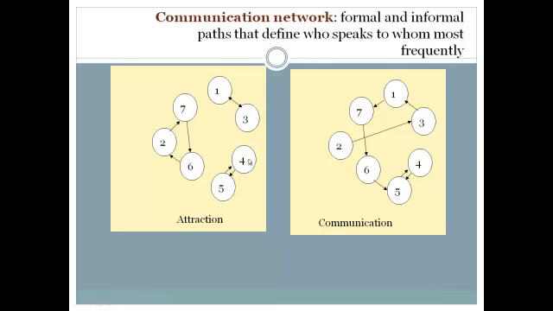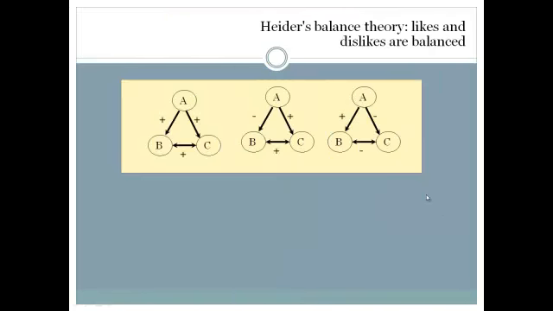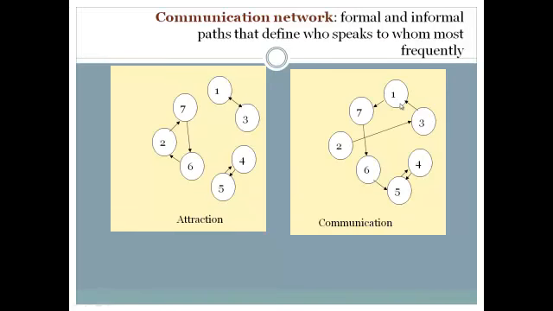We saw the attraction network here, but you can also form a network on communication. Who speaks to whom most frequently? Maybe 2 speaks to 3 most frequently. 4 and 5 talk to each other. Maybe 3 talks to 1, 1 talks to 7, and so on. So again, you can see different ways. You can pattern a network on status. You can put it on attraction, and you can do it on communication.